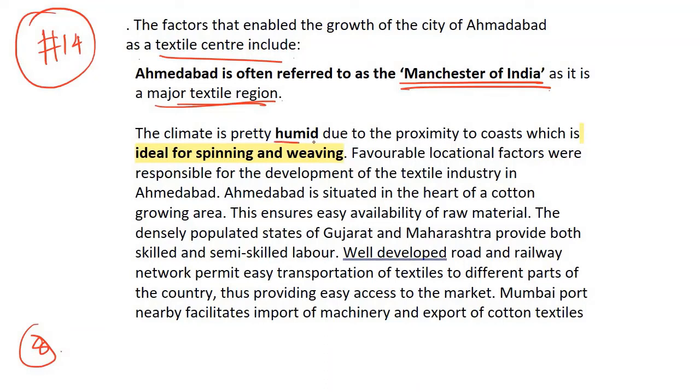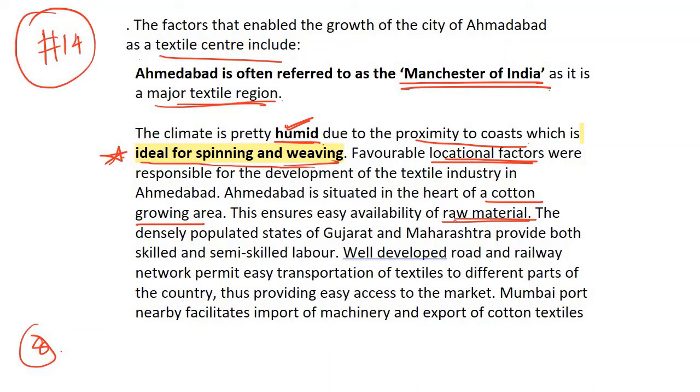एक तो वहाँ पर climate humid है. Okay, the climate is pretty humid because of proximity to coasts. And ये इस तरीके का humid climate is ideal for spinning and weaving. So this is ideal for spinning and weaving. उसके अलावा favorable locational factors हैं, because Ahmedabad is situated in the heart of a cotton growing area. So इससे क्या होता है, raw material easily available.